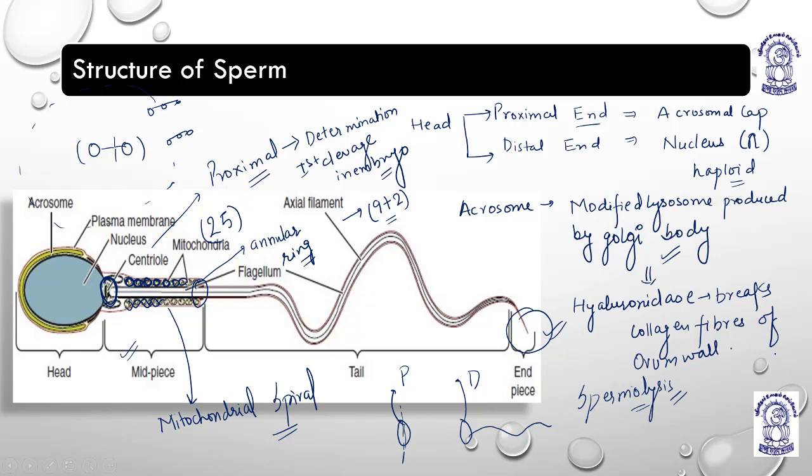So we have the axial filament having a pattern of 9+2, which ends in the form of the end piece. Okay. So the things you have to remember: the acrosome, the function of the acrosome, the proximal centriole and the distal centriole. The proximal centriole forms the first cleavage in embryos. The distal centriole forms the axial filament. The axial filament arrangement is 9+2. The mitochondrial annular ring basically bypasses the flagellum, and the collection of around 25 mitochondria wrap up the whole middle piece, right?